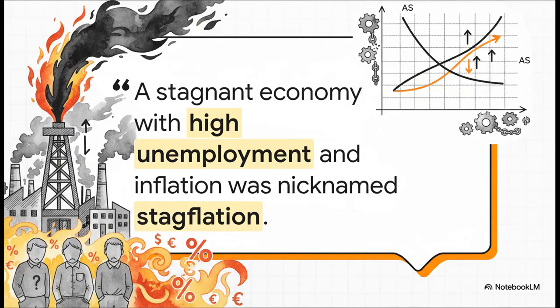But a drop in demand isn't the only thing that can break an economy. Our model also shows what happens when the problem comes from the supply side. Imagine a massive, sudden spike in oil prices. All of a sudden, it's way more expensive for almost every business to operate. This shifts the aggregate supply curve to the left, and the result is this uniquely awful problem: a stagnant economy with rising unemployment and rising prices at the same time. It's a toxic mix we call stagflation.